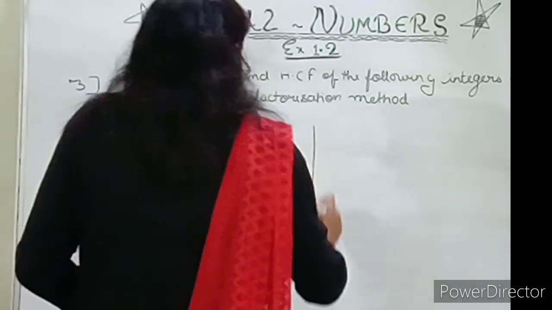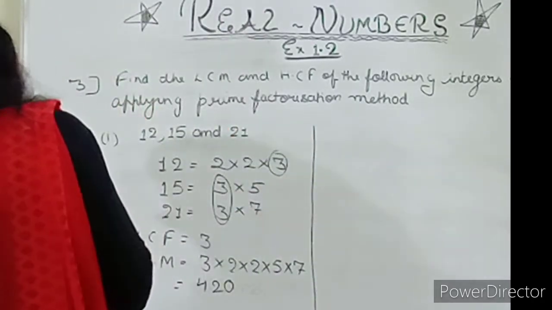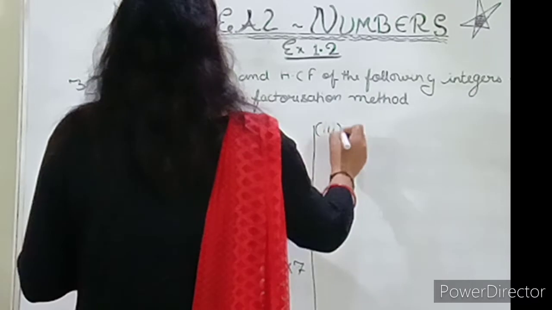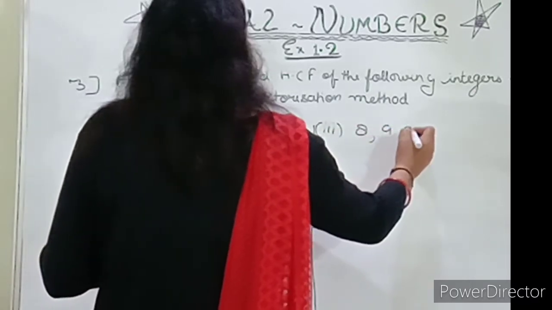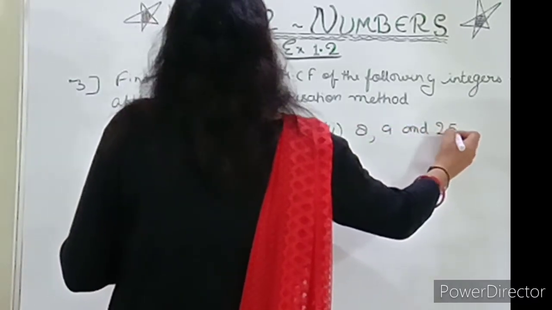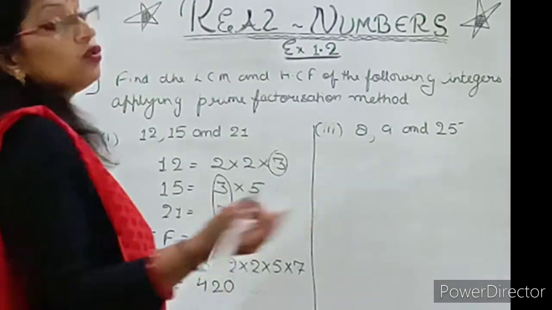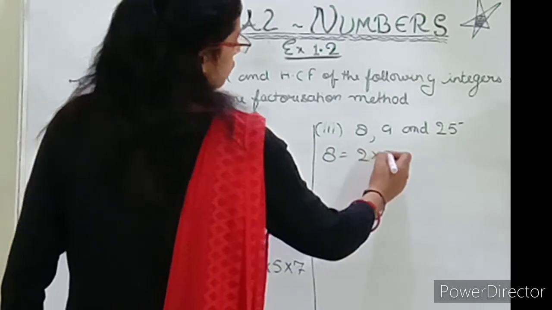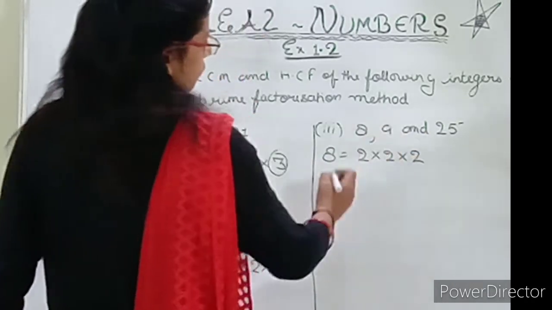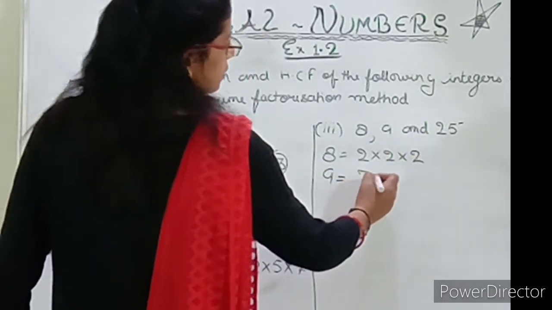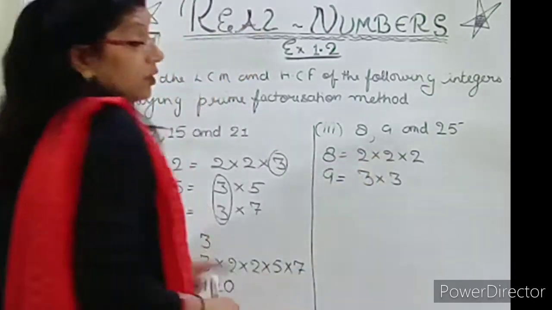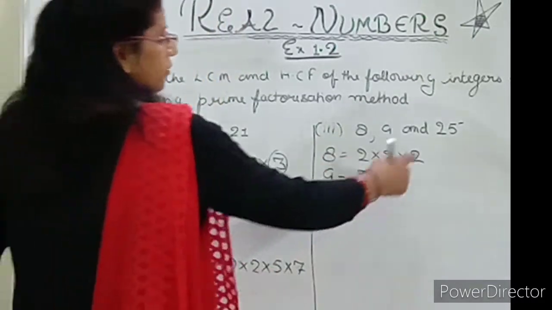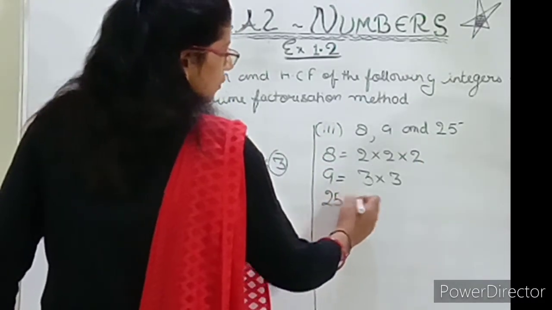And simultaneously let us do our third part also. So the third part is giving to you 8, 9 and 25. Okay. Do the prime factorization of this. What is the prime factorization of 8? 2 2s are 4, 4 2s are 8. Then start taking 9, 3 3s are 9. Then you can write 25 and 5 5s are 25.